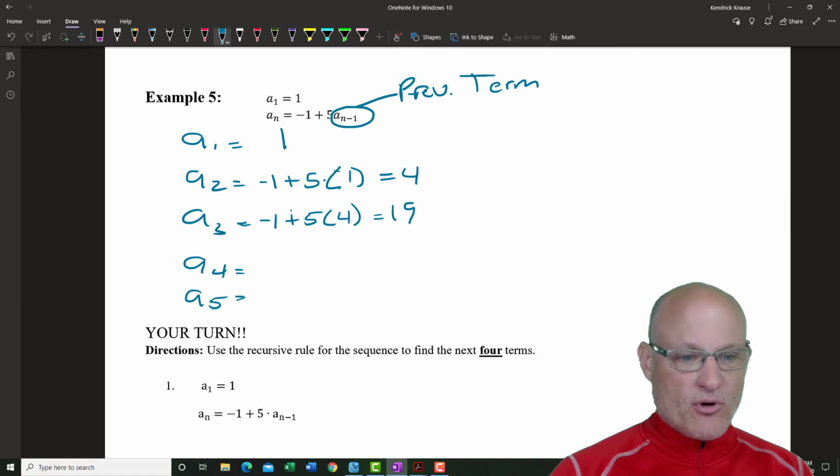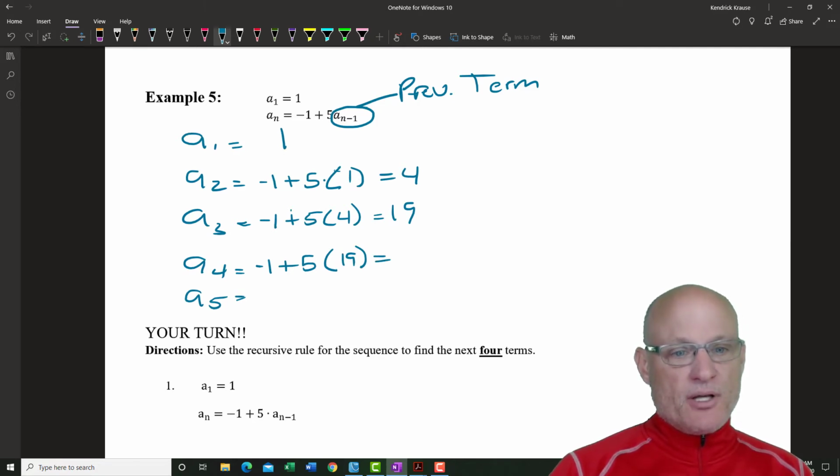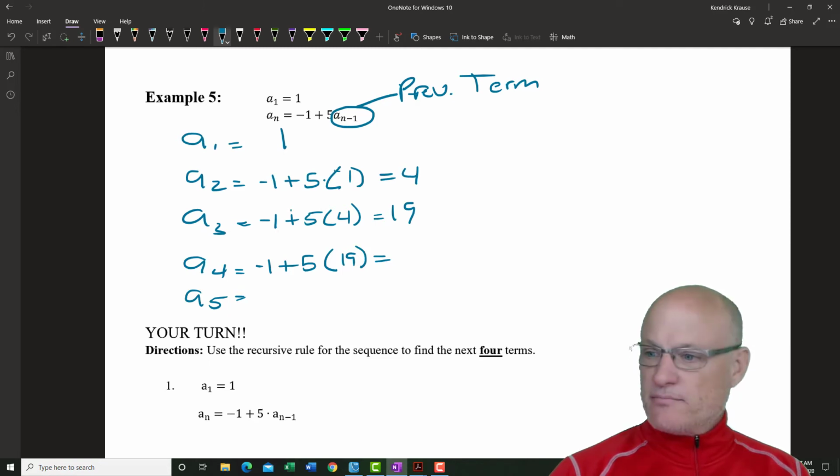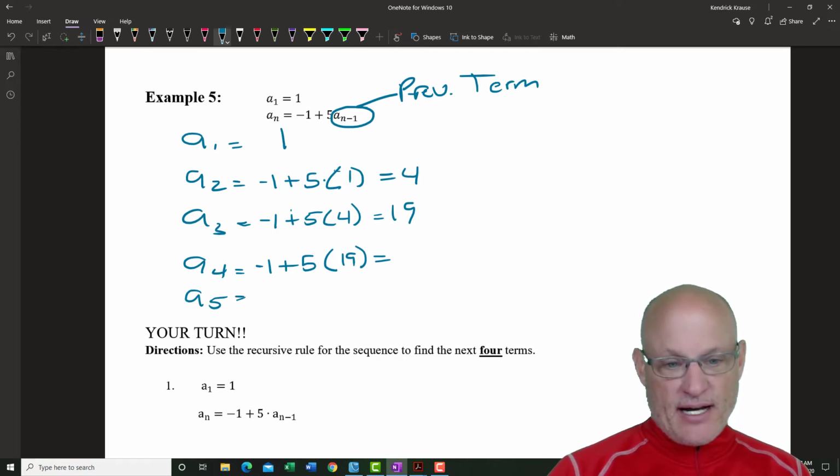I got all kinds of wrong answers on my thing here. Negative 1 plus 5 times 19. Negative 1 plus 5 times the previous term. 5 times 5, 5. And then negative 1 plus 5 times 4. 5 times 19, everybody knows that's 95, so this turns out to be 94. And then we'll do it one more time. Negative 1 plus 5 times 94.